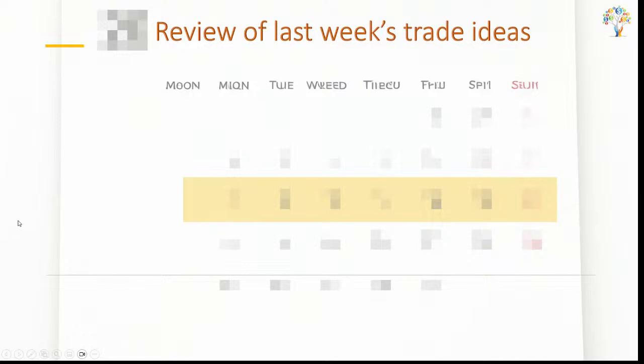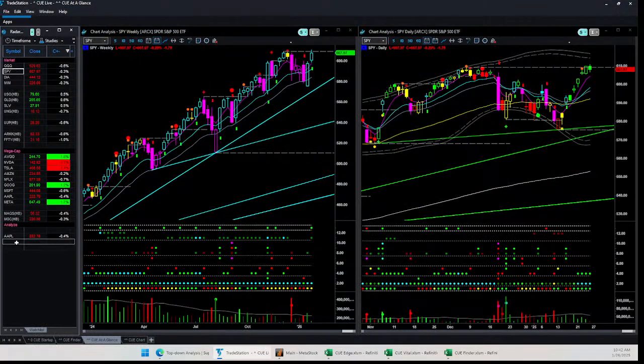Review of last week's trade ideas. Only one. I shared only one trade on the bearish side. It was bucking the trend all around. That was Apple.